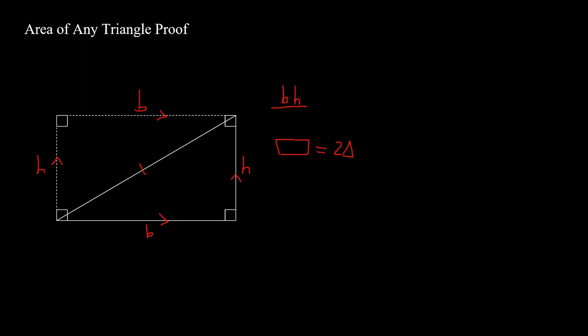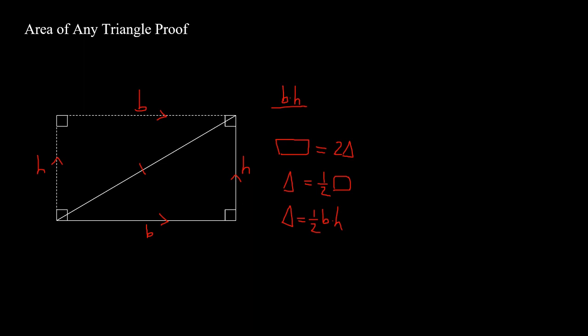So the rectangle is going to be equal to two triangles. If we wanted to find just the area of one triangle, we could just divide both sides by 2 and get that it's 1/2 of the rectangle. And what is the area of the rectangle? Well, it's base times height. So that's how we know that the area of a triangle is 1/2 base times height.